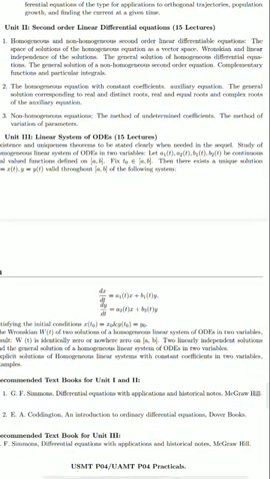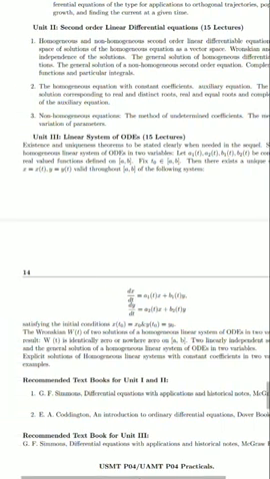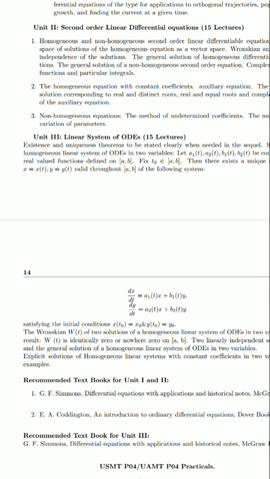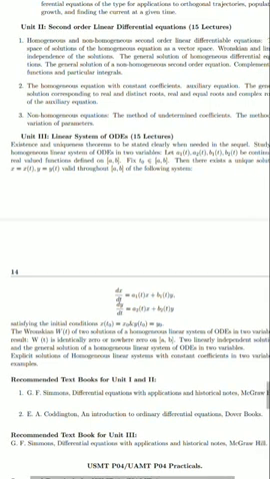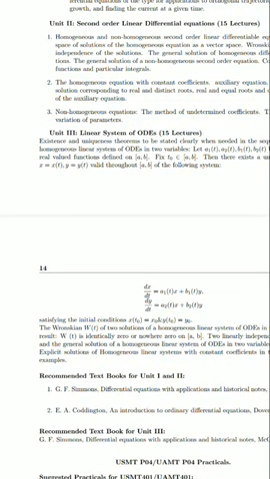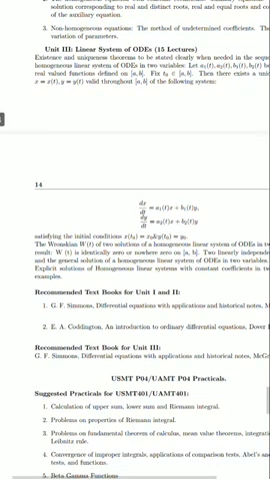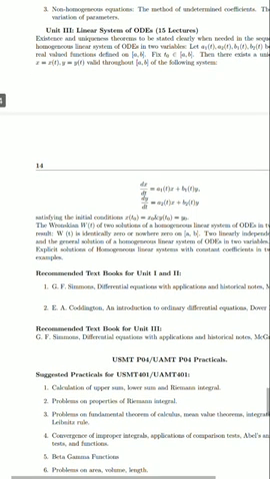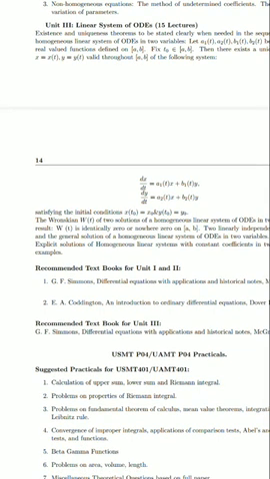Then there exists a unique solution x equal to x(t), y equal to y(t), valid throughout the closed interval [a,b] of the following system: x dot equals a1(t)x plus b1(t)y and y dot is equal to a2(t)x plus b2(t)y, satisfying the initial conditions x at t0 is equal to x0 and y at t0 is equal to y0.